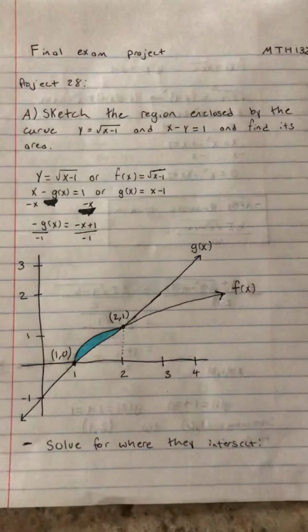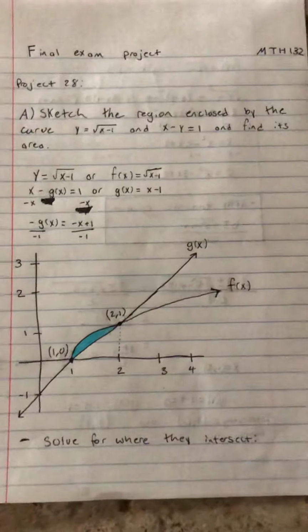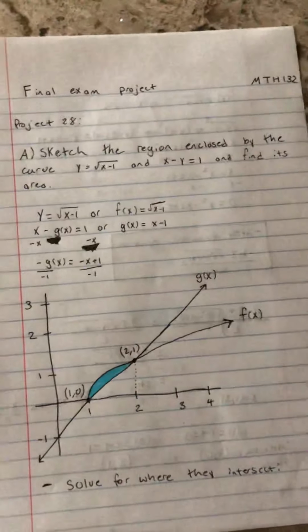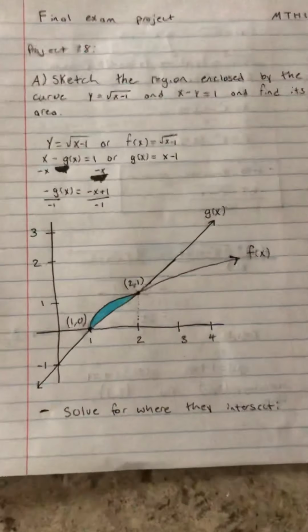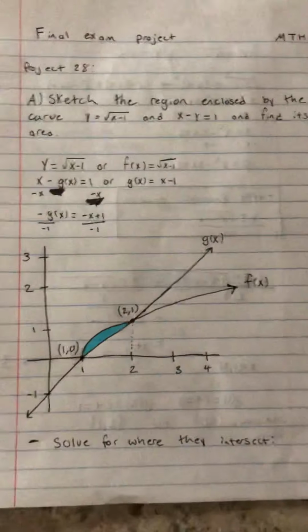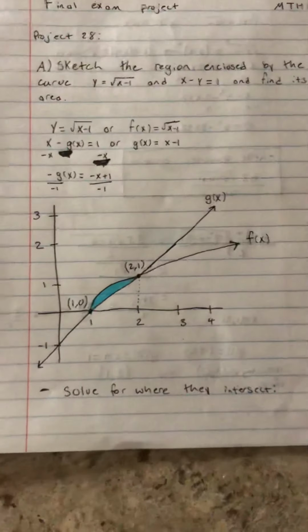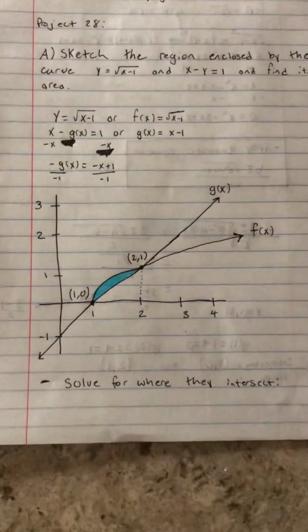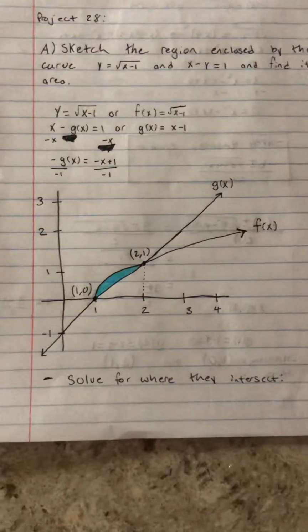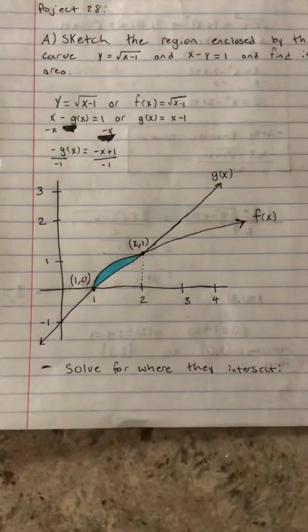So from that, I just rewrote the two functions with two arbitrary letters that represent the functions, f of x and then g of x. Because x minus y equals 1 is not in its most standard form of y equals mx plus b, I just subtracted x and then divided by -1 on both sides to give you y equals x minus 1, or in this case g of x equals x minus 1.